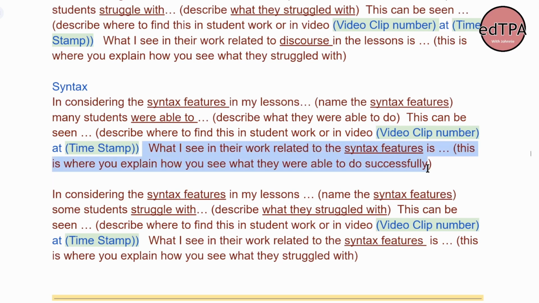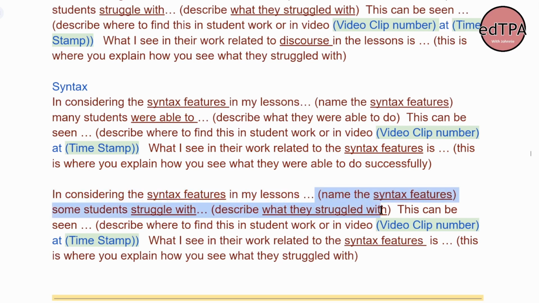What I see in their work related to the syntax features is, this is where you explain how you see what they were able to do successfully. So we're able to do. Let's get to struggled with in syntax. In considering the syntax features of my lessons, name the syntax features some students struggle with. Describe what they struggle with, and then continue.